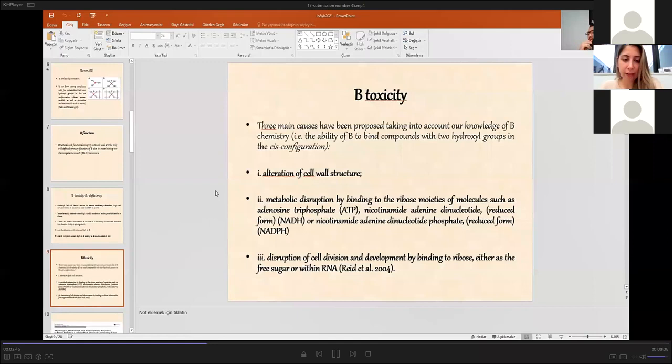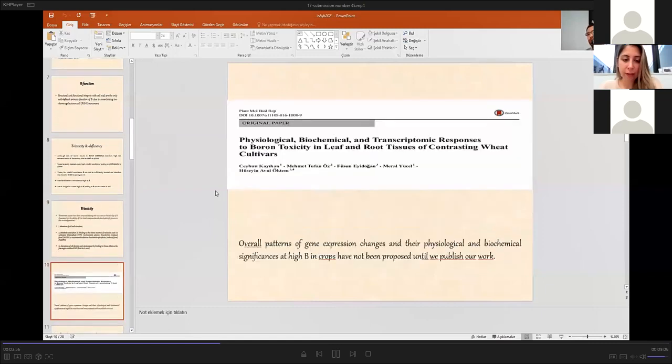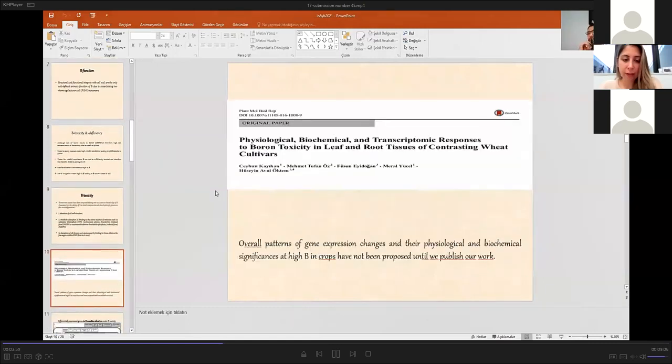The first one, it alters cell wall structure and also disrupts metabolic function by binding the ribose moiety of molecules such as ATP, NAD, and NADPH, and also disrupts cell division and development. Actually, this is one of our article titles. Until we published this work, the overall patterns of gene expression changes and their physiological and biochemical significance under boron toxic conditions in sensitive and tolerant wheat cultivars had not been proposed.